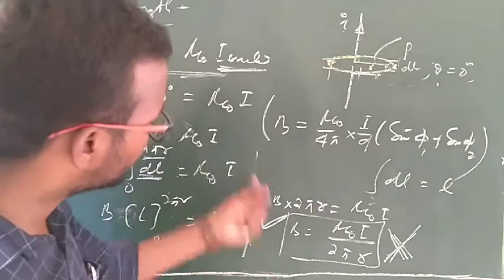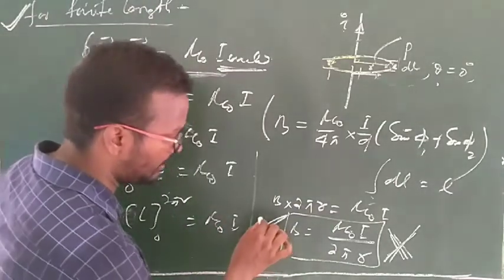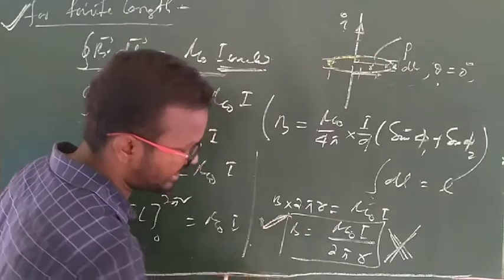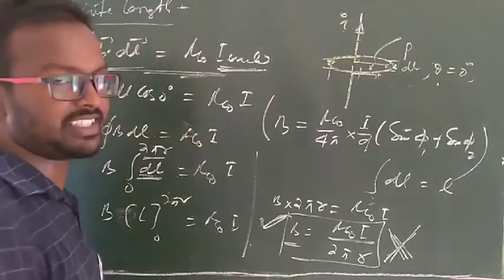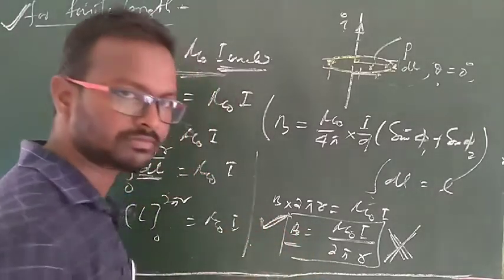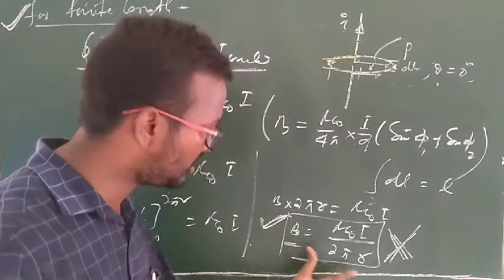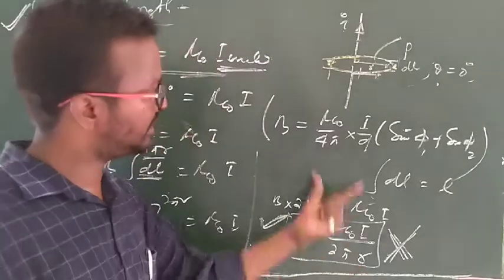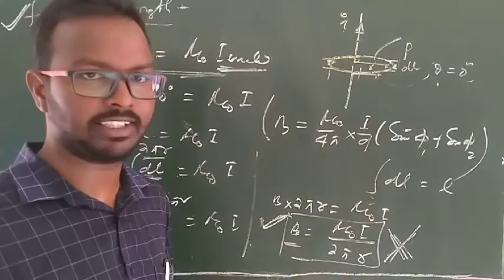First, pause the video and give the answer: where is the mistake, and what is the mistake here? This is not the magnetic field for finite length. This is the magnetic field for infinite length.